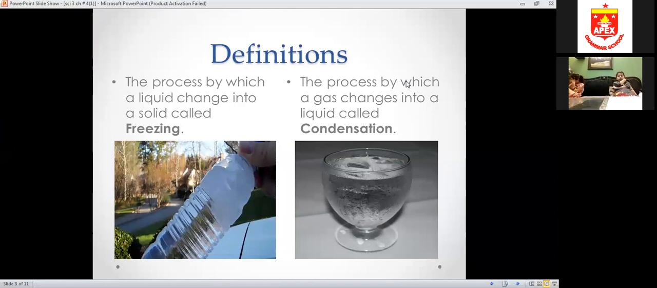The process by which a gas changes into a liquid is called condensation. अब आप एक ग्लास पानी का लेते हैं या कोल्ड ड्रिंक का लेते हैं, उसको ड्रिंक करने से पहले आपको ये ग्लास के आउटसाइड सरफेस के ऊपर you can see there are tiny water droplets. So these droplets indicate that this is the process of condensation.